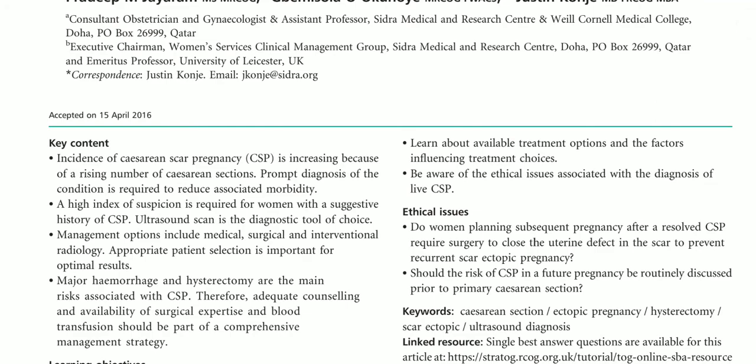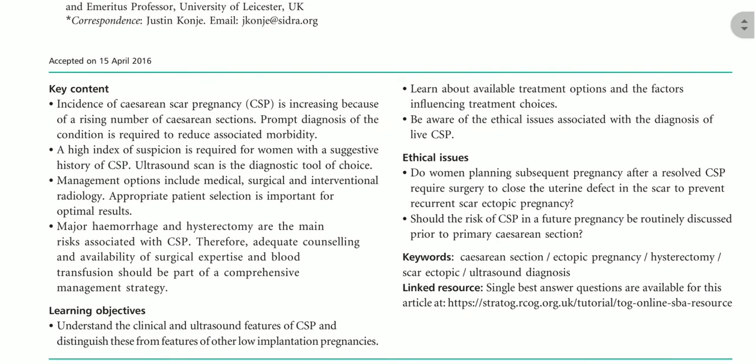Okay, so key contents: the incidence of cesarean scar ectopic pregnancy is increasing because of the rising number of cesarean sections, and prompt diagnosis of the condition is required to reduce the associated morbidity. Okay, so that is the key content. We will discuss one by one.